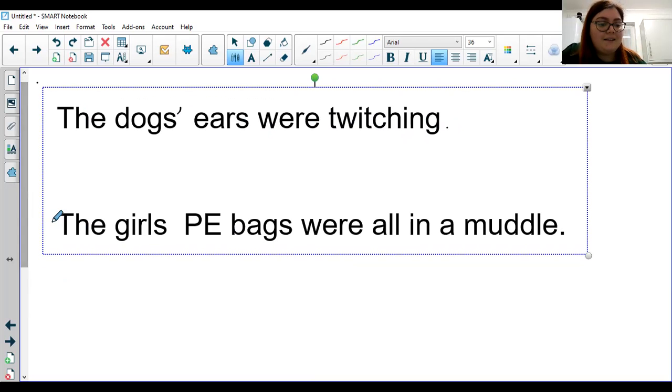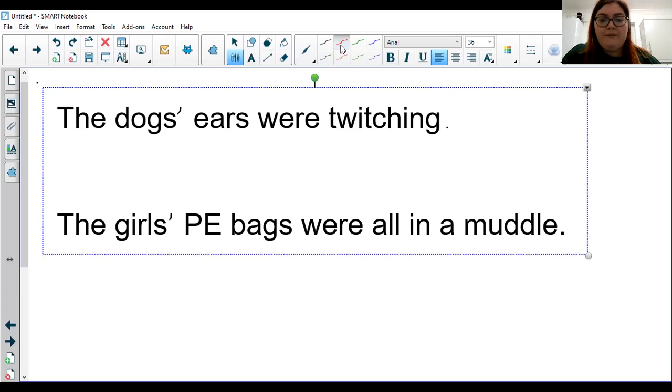Okay, the next sentence. The girls' PE bags were all in a muddle. Whoops. Sorry. The girls' PE bags were all in a muddle. So who do the PE bags belong to? They belong to the girls. So where does my apostrophe need to go? Have a think. So we should be putting the apostrophe at the end of girls, because we're talking about more than one girl, girls, and the PE bags belong to the girls.